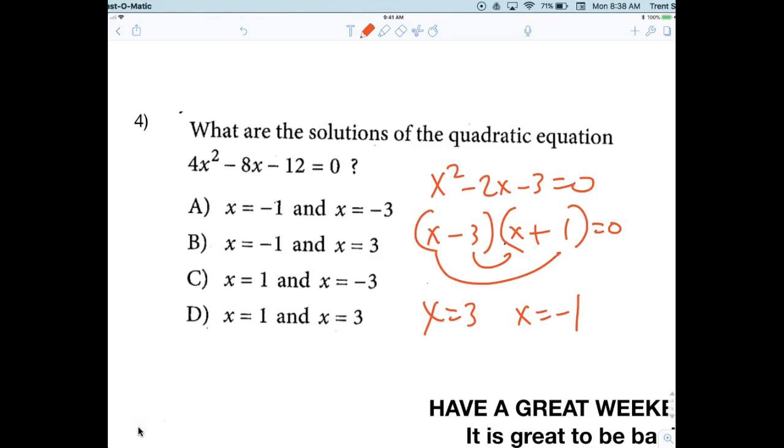Or you could have just plugged the answers in until you got the right answer. True, but again, that's a possibility, but that's not the best way. Everybody good with this? Let's do 3.